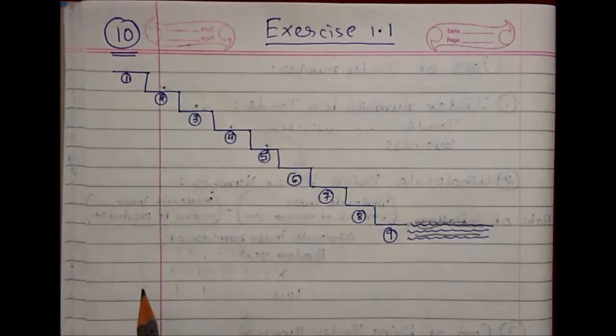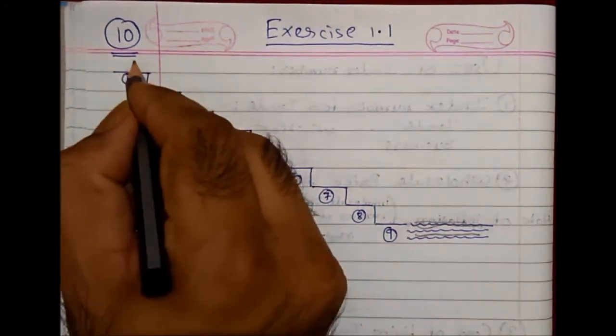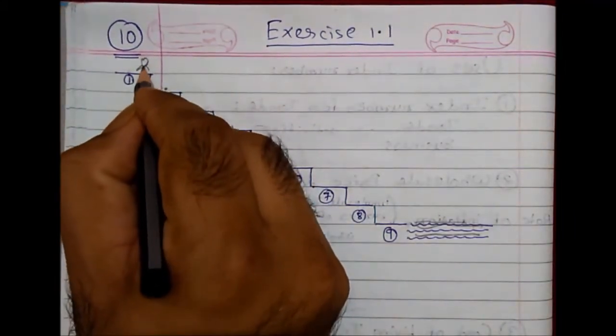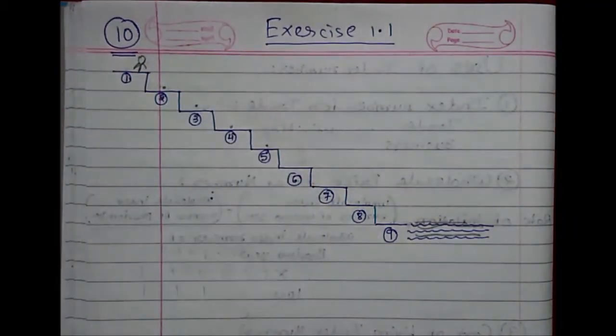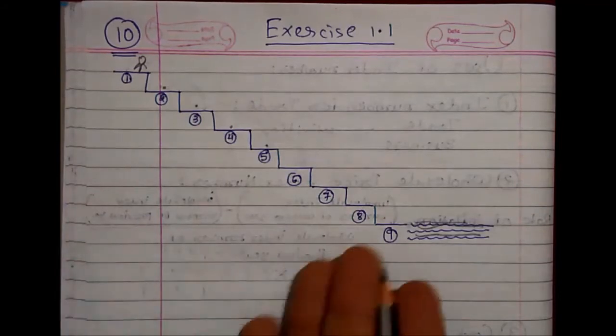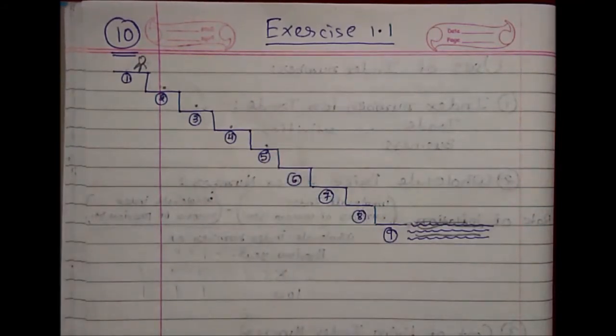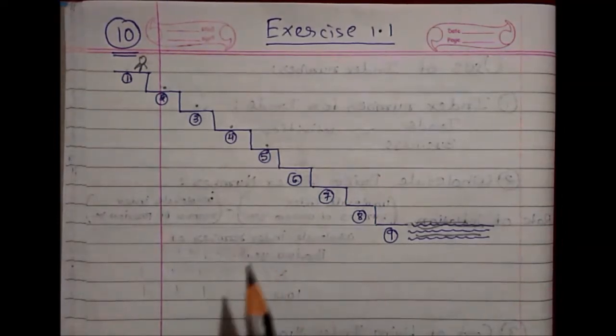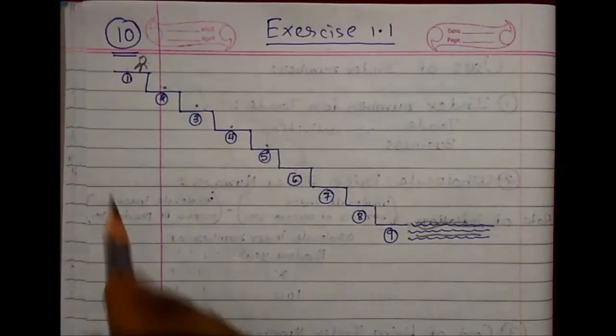First question: he jumps 3 steps down. Suppose the monkey is here. He jumps 3 steps down and then jumps back 2 steps up. In how many jumps will he reach the water level? So let's count each jump.